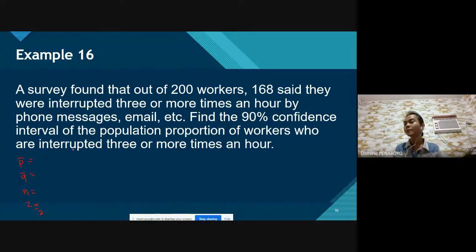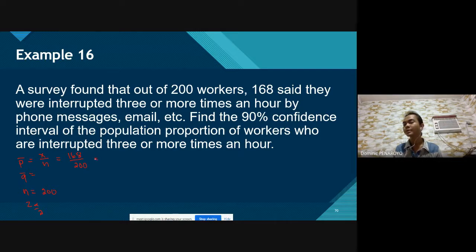Okay. So, for the P-bar again, that is X over N. What is our N here? A survey found out that of 200 workers, 168 said they were interrupted 3 or more times an hour by phone messages, email, etc. So our sample size here is 200. Okay, so from the 200 workers, ilan yung kinuha? For sample units, we have 168. So 168 divided by 200.